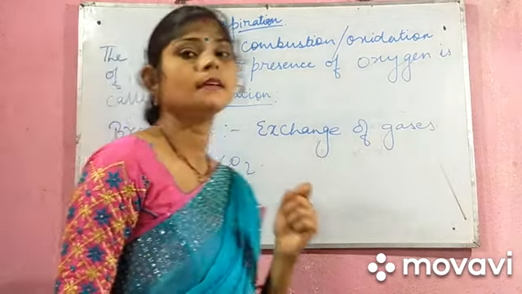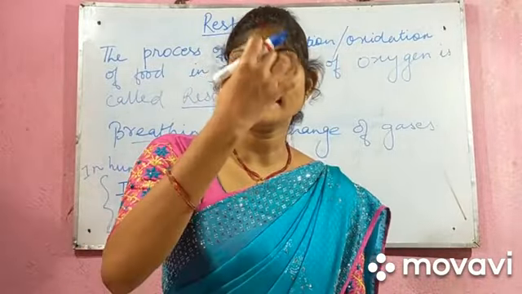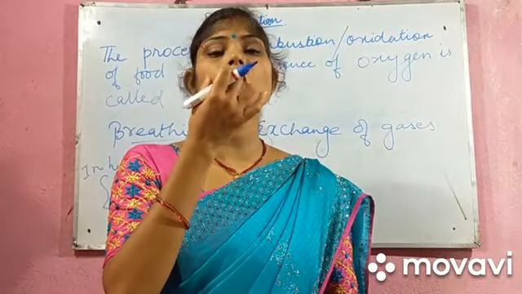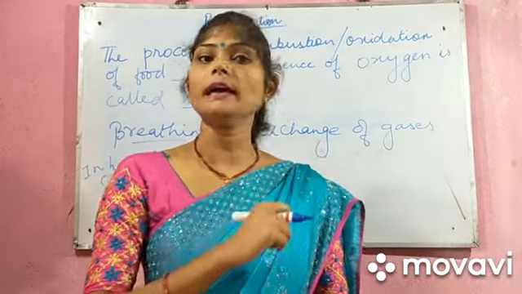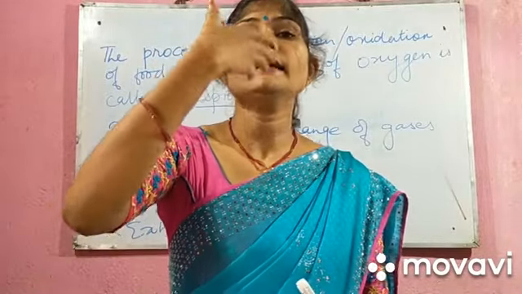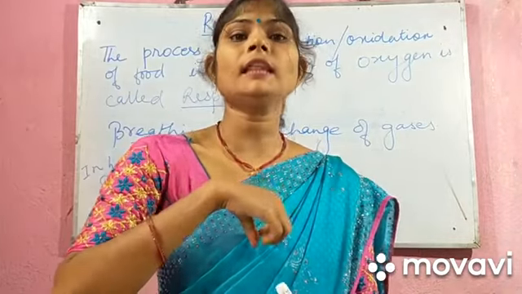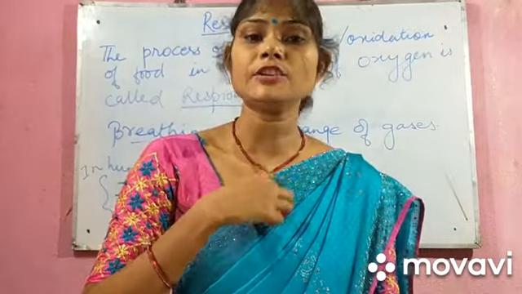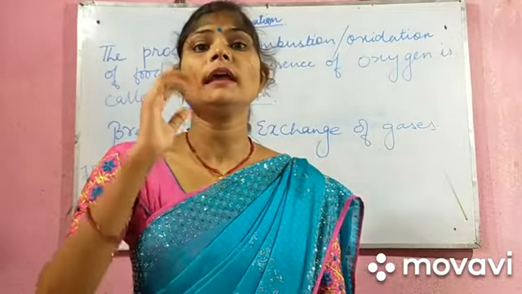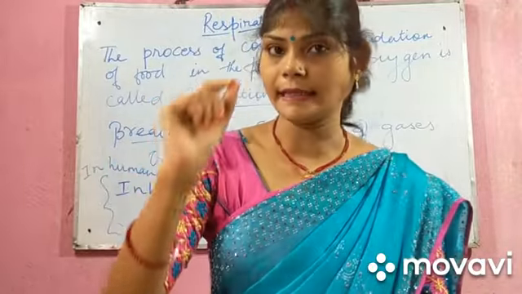In human beings, we take in oxygen. When we take in this oxygen, it goes through our trachea into our lungs. We take in oxygen and release out carbon dioxide. When we are taking in oxygen, it is called inhalation. But when we are breathing out carbon dioxide, it is called exhalation. Learn the terms inhalation and exhalation.